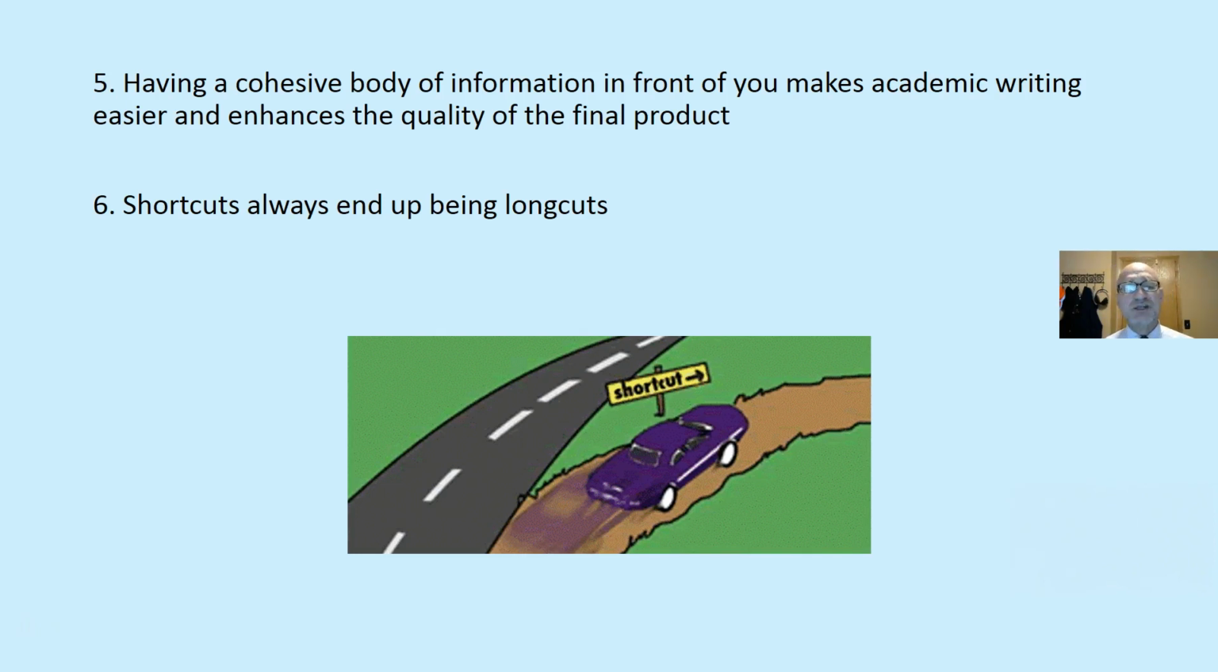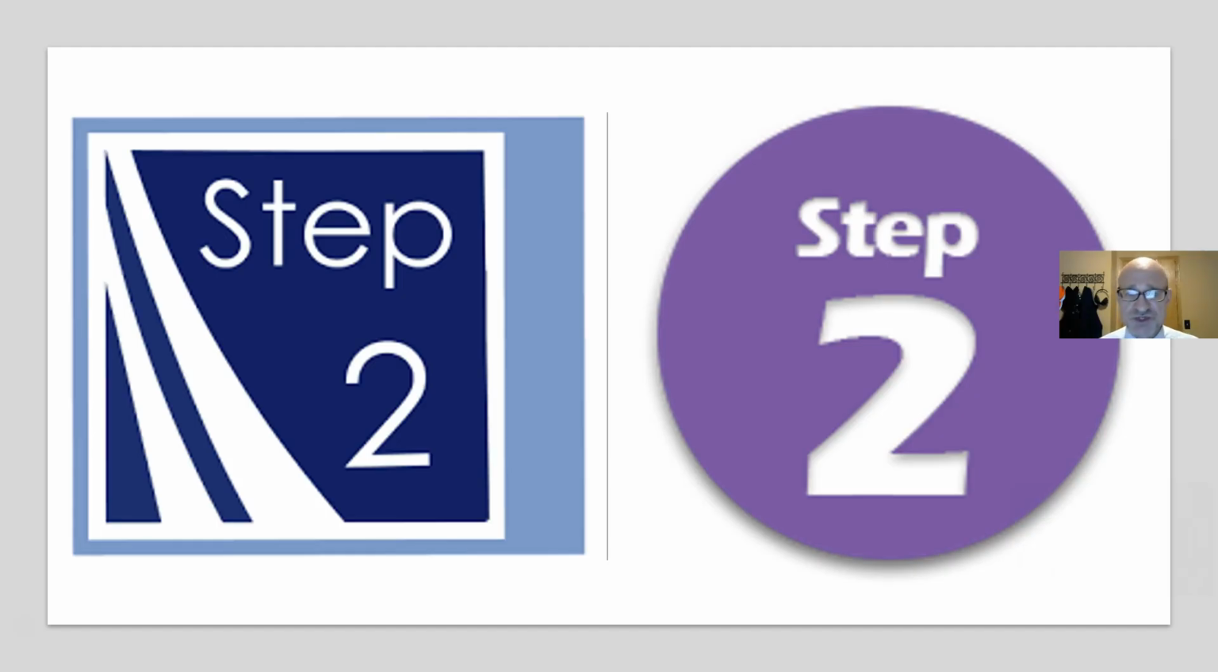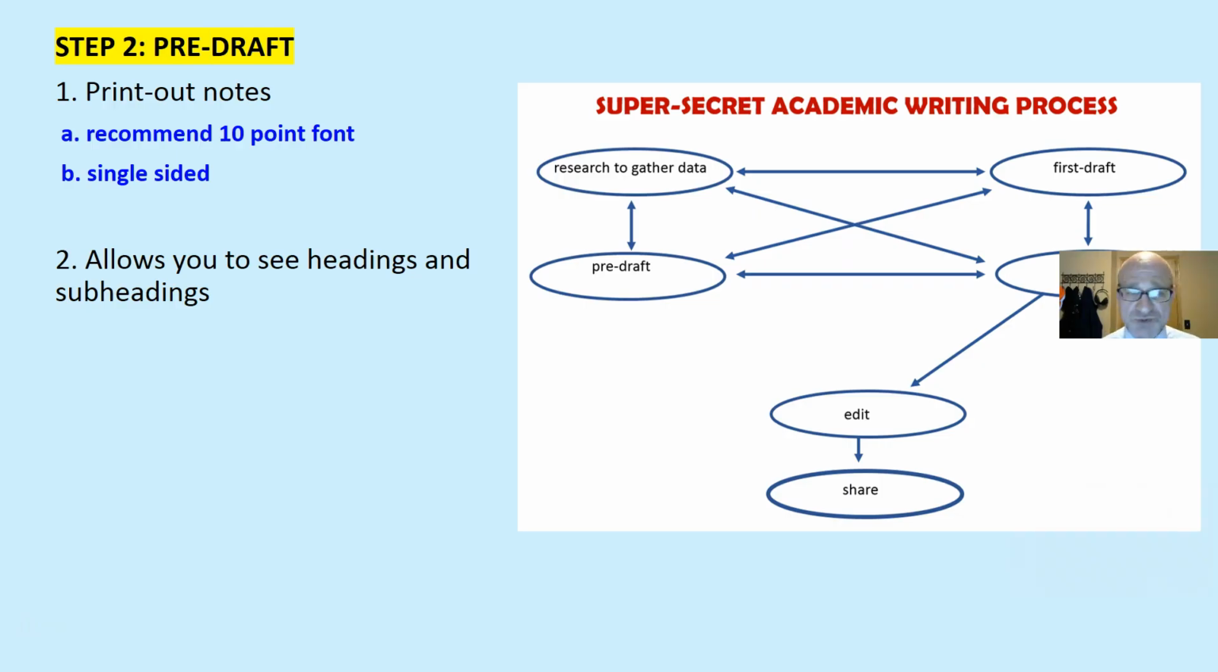Now, people think they're going to take shortcuts here. I'll just open the book and highlight and write from that. No, shortcuts always end up being long cuts. Spending time up front saves you much time and frustration later on and helps you create a better writing product. Use credible sources, and you know your field. And it always helps if you start with a clearly defined topic or question when you begin looking at data. That helps you focus on exactly what you need. Credible sources.